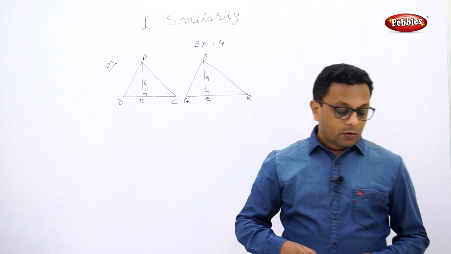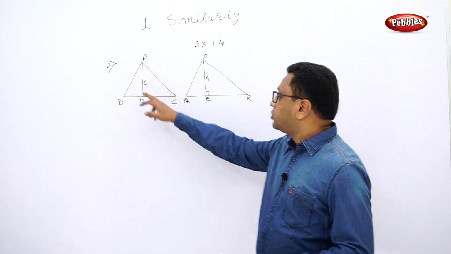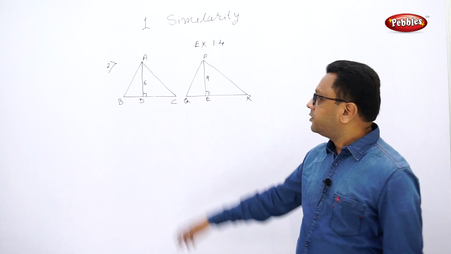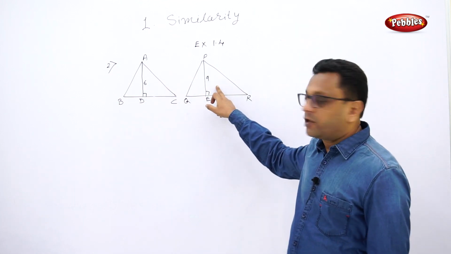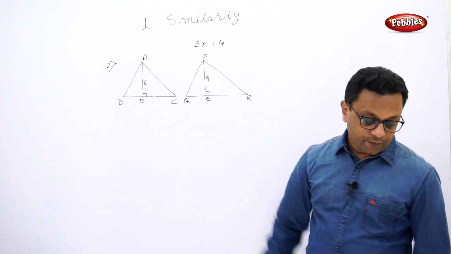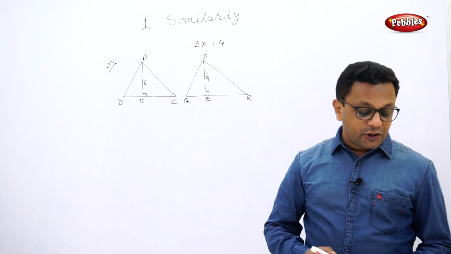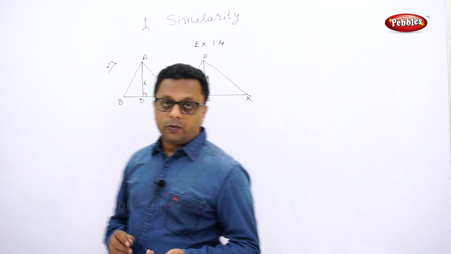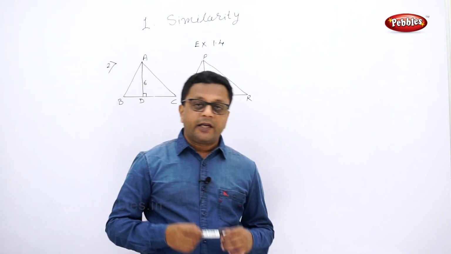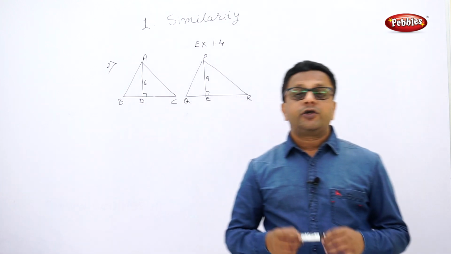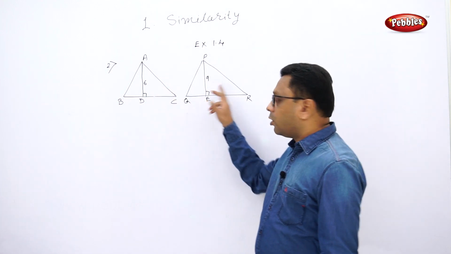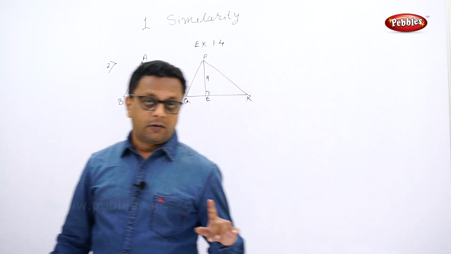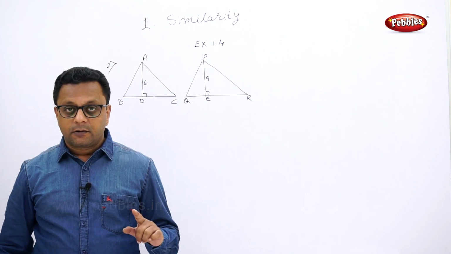Example number 2, the corresponding altitudes of two similar triangles ABC and PQR are given. These two are the heights of the triangles, 6 and 9 respectively. Find the ratio of their areas. Now in this case I told you that the ratio of areas of triangles is equal to the ratio of squares of their altitudes also, but that is not a theorem. Okay, we proved that, right?